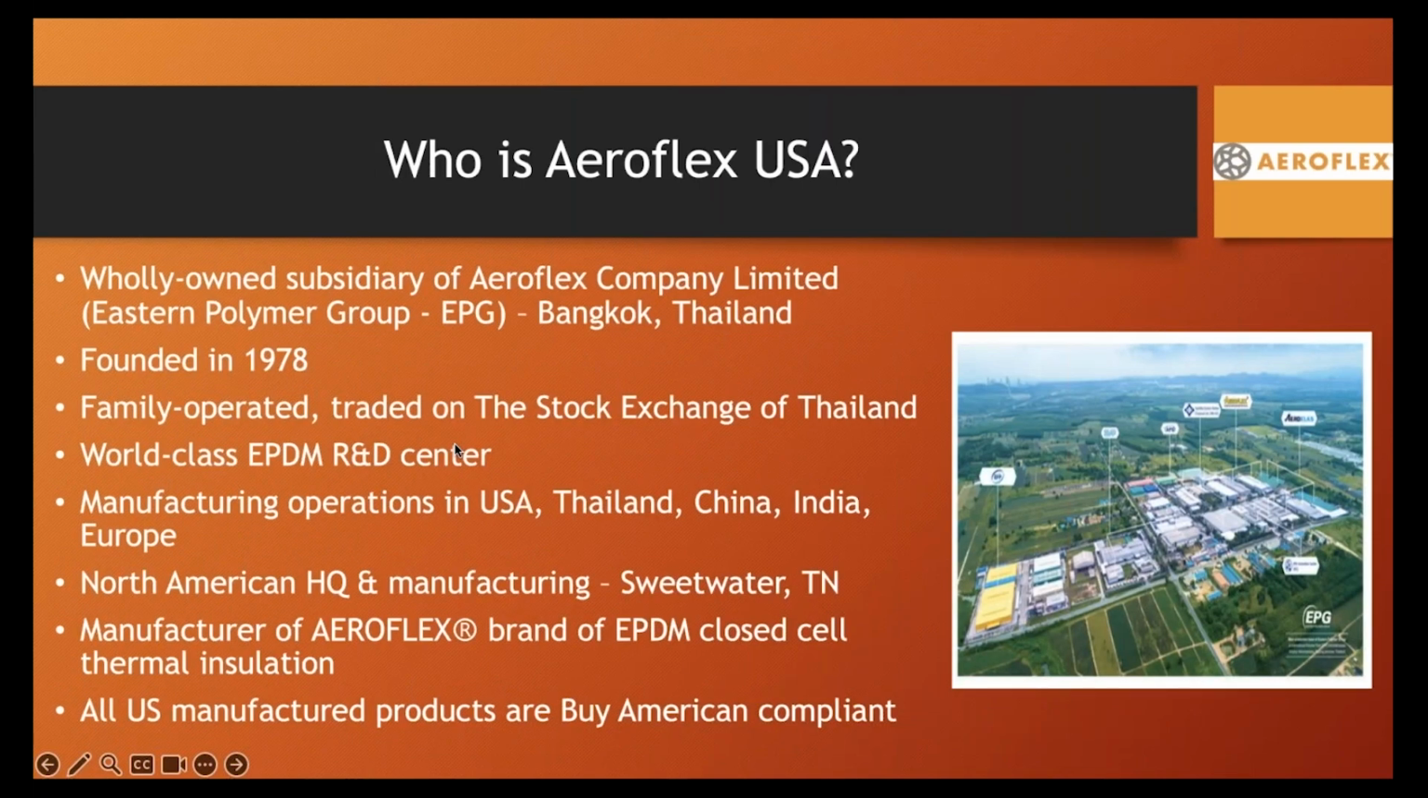Who is AEROFLEX USA? We are a wholly owned subsidiary of AEROFLEX Company Limited, who is the dedicated insulation division and manufacturer of the Eastern Polymer Group out of Bangkok, Thailand. Eastern Polymer Group was founded in 1978, is still family owned and operated to this day, traded on the Stock Exchange of Thailand, maintains a world-class EPDM R&D center, maintains manufacturing operations in the US, Thailand, China, India, and Europe.